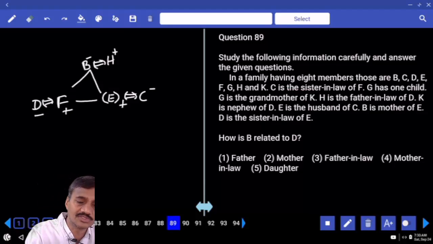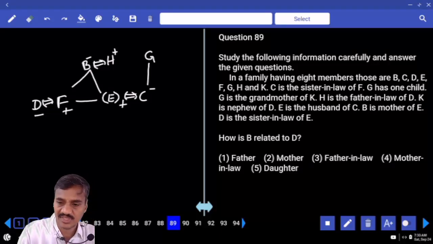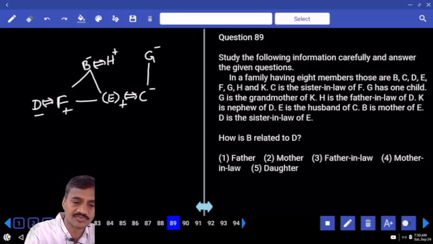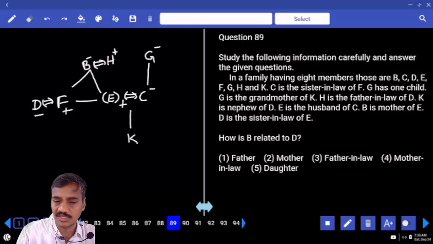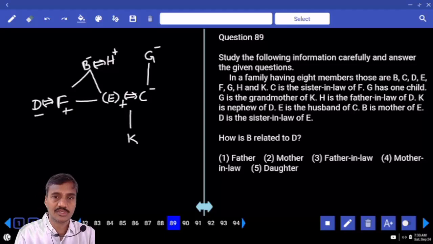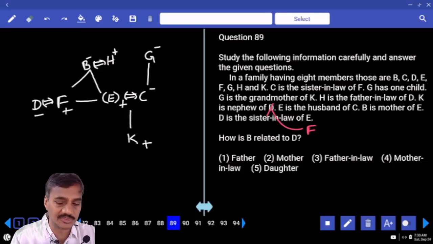As G has only one child, who is that person? G has only one child. That is, C is the only child of G. And at the same time, G is the grandmother of K. K is the nephew of D, and K is the nephew of F. K is male. Now tell me how many persons? 1, 2, 3, 4, 5, 6, 7, 8 persons were there.